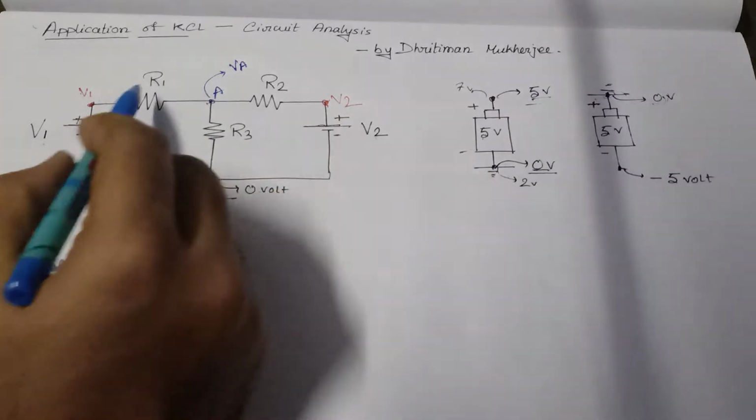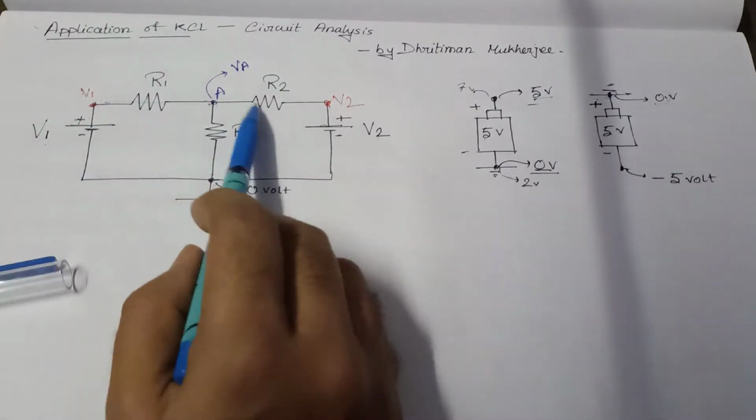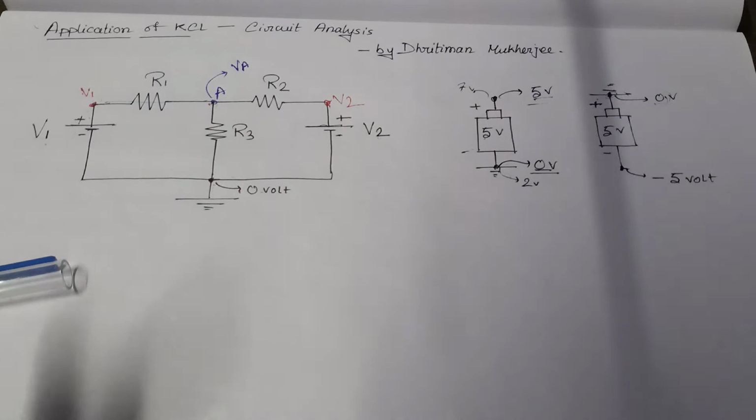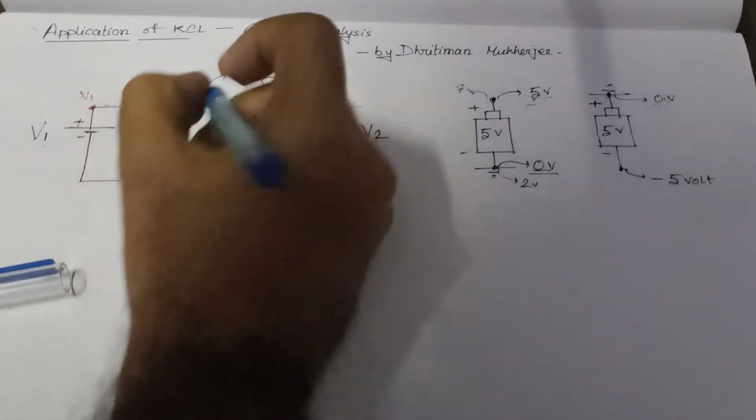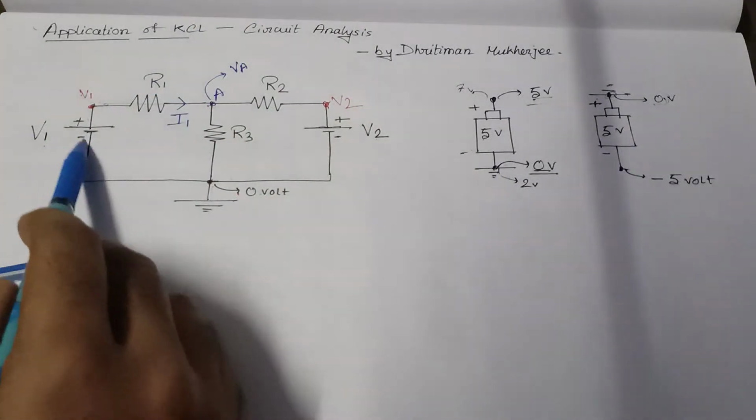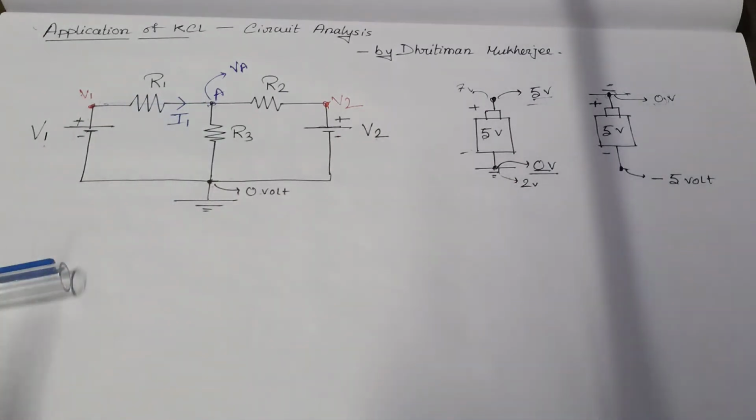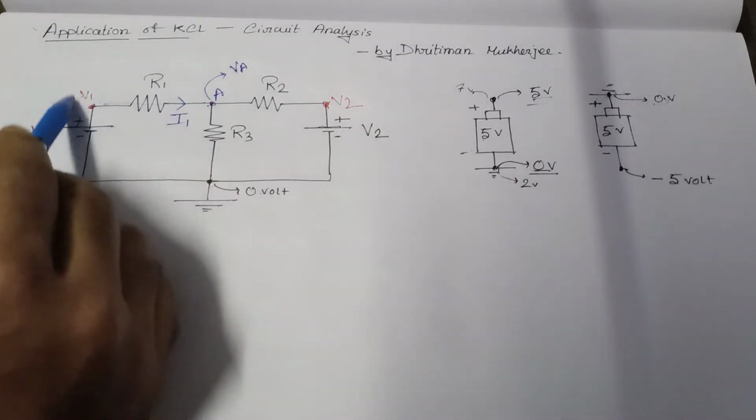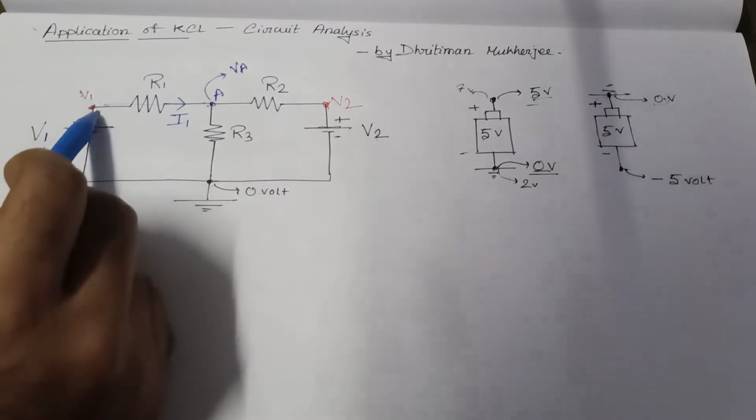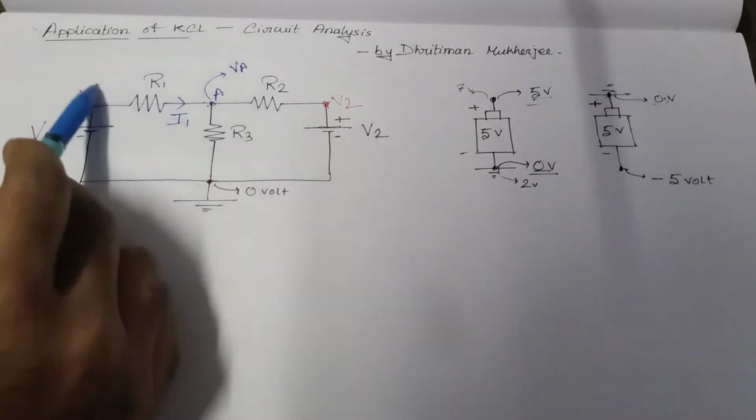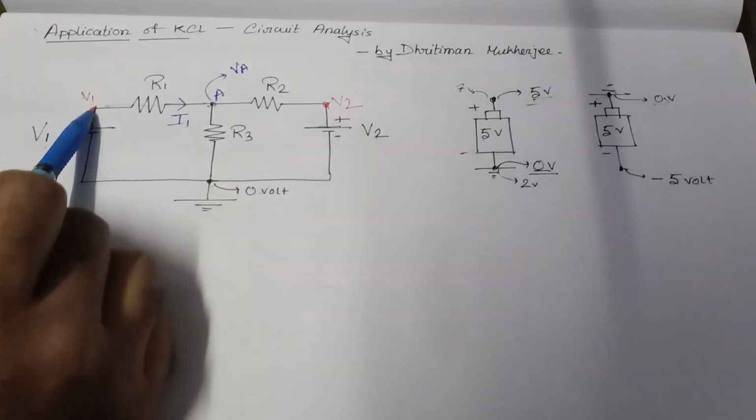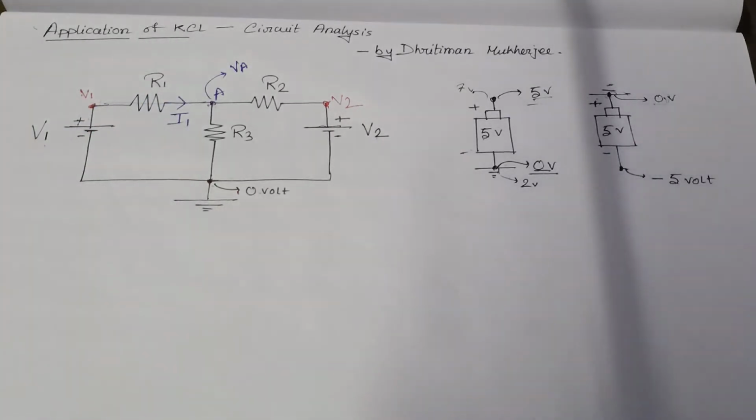3 branches. 1, 2, 3. And you can consider the current to be in any direction, whatever direction you want. Suppose in this path I am considering the current I1 to be in this direction, going towards A, which means I am considering V1 to be higher potential, because we know current flows from higher to lower potential.